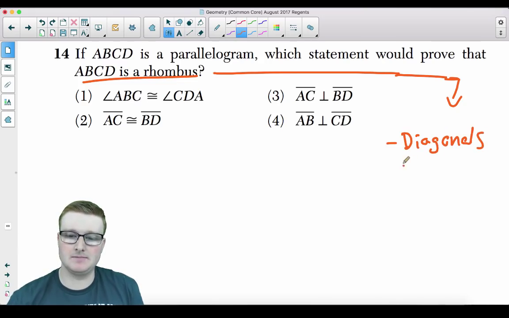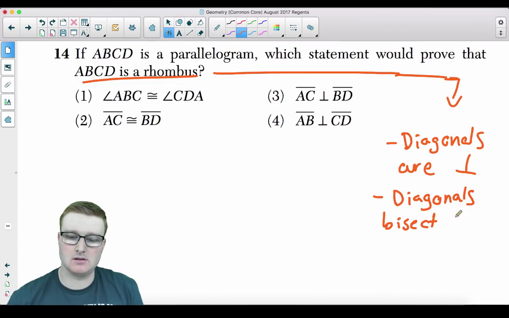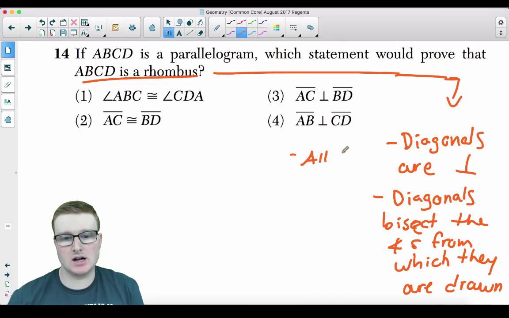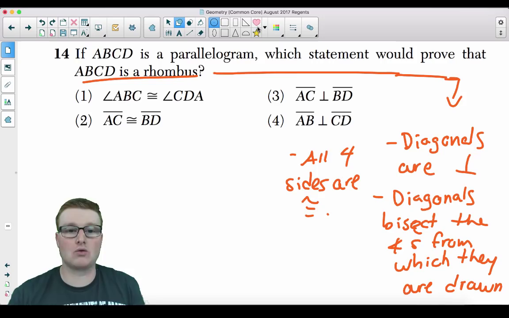Diagonals are perpendicular. Okay. What else? Diagonals bisect the angles from which they are drawn. And what else? All 4 sides are congruent. That's pretty important stuff. So now, using all this information, let's go ahead and draw ourselves a rhombus.